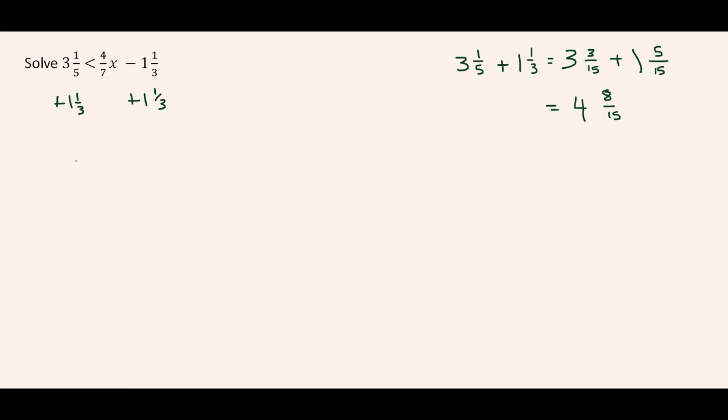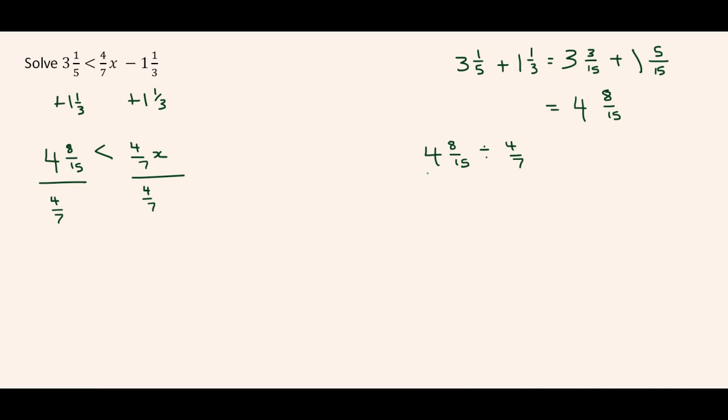So therefore, 4 8/15 is less than or equal to 4/7 x. Now we divide both sides by 4/7. So now we have 4 8/15 divided by 4/7.